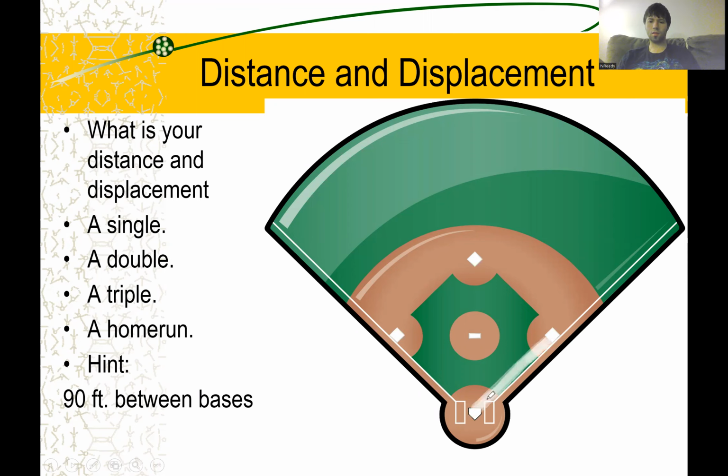So it's asking, what is distance and displacement? Remember, distance is the length along that line. So since it's 90 feet between bases, it's 90 feet. Displacement, I have to look at the distance between just the starting and ending point. So starting point is home base, ending point is first base. Well, the distance between those two bases is not just 90 feet.